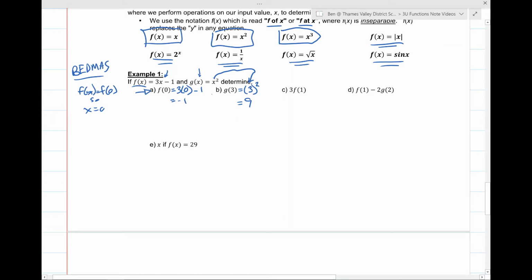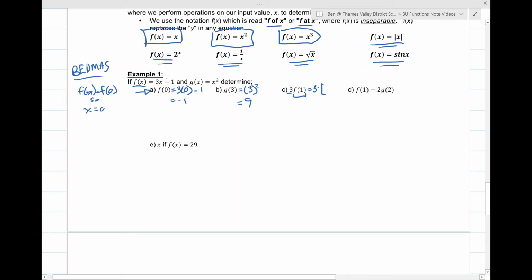Now, if we have an f at x or an f at a certain value, or a g of x or a g at a certain value involved, it's not always going to be isolated. So note here, we have the number 3 multiplied by f at 1. Still, the f at 1 we're not allowed to separate. That needs to be stuck together, but there's a 3 beside it, and we're going to work with that. So this is 3 times f at 1. Well, f at 1 is from our f at x over here.